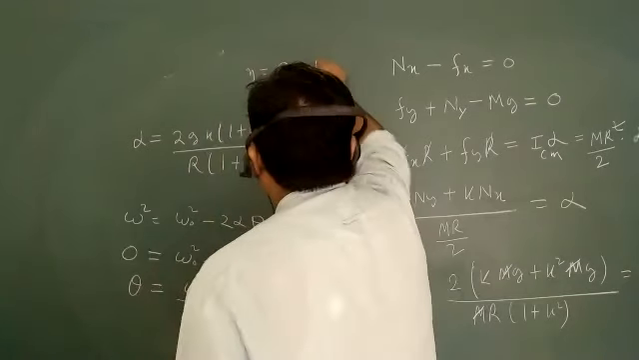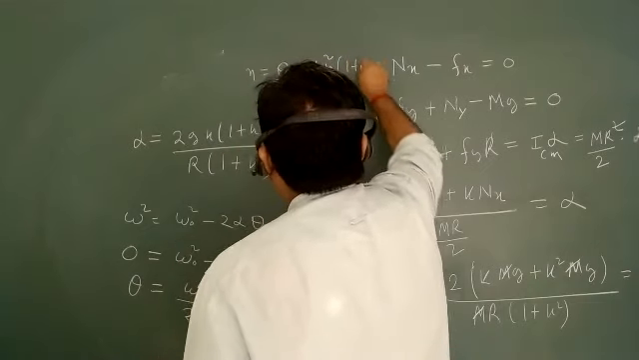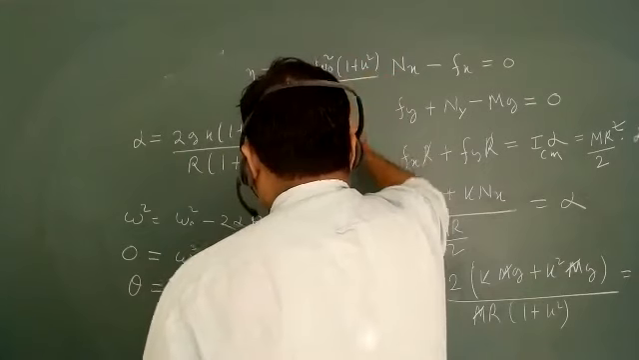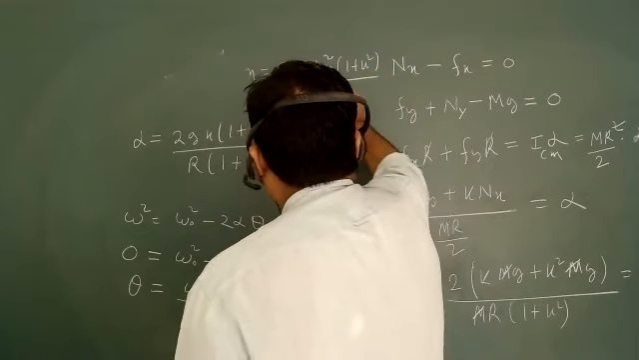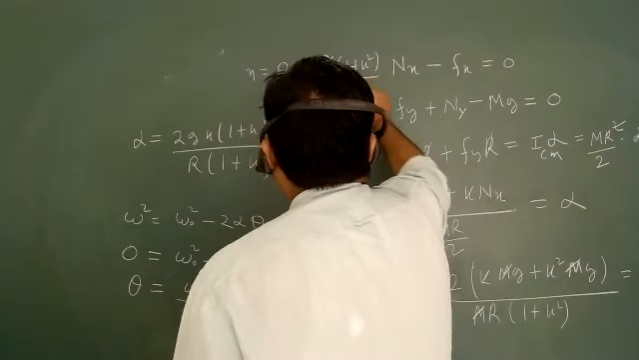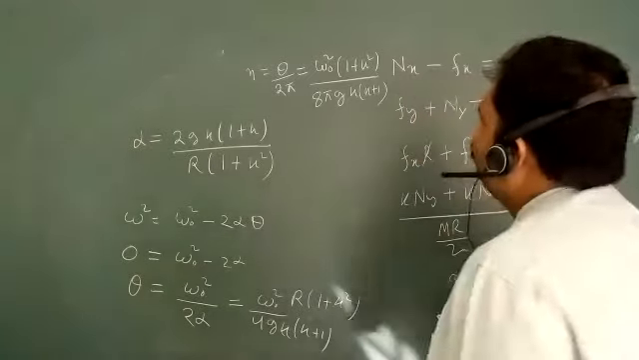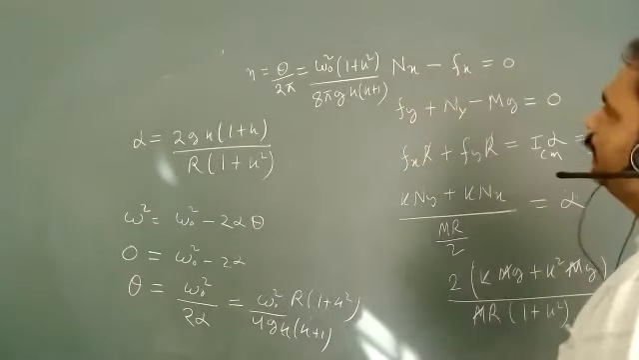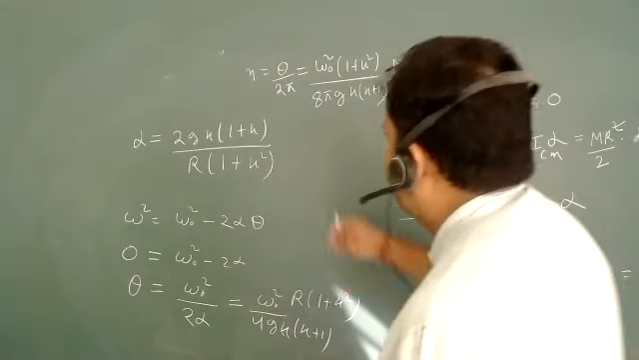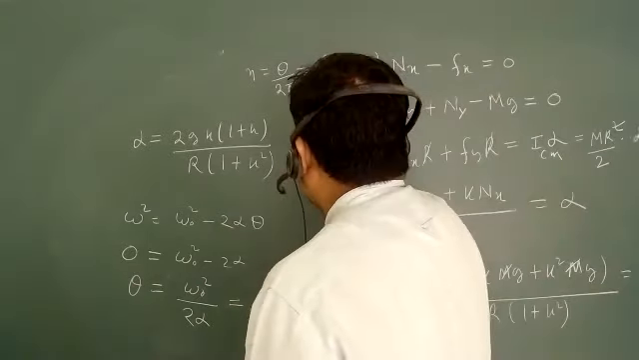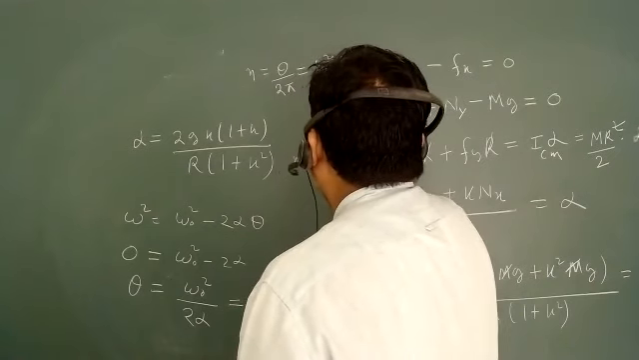And this value is omega naught square 1 plus k square by 8 pi g k into k plus 1. Okay. This type of problem they can easily ask in your exam. They can ask in an objective type question also. That is, number of turns is equal to alpha into omega naught square by 8 pi g.